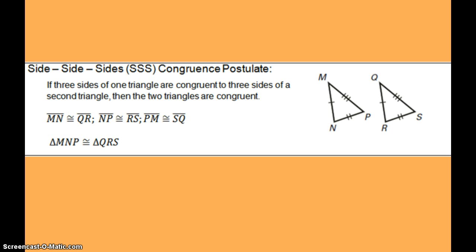So the question is, what does SSS stand for? It stands for side, side, side. We are allowed to prove that two triangles are congruent if they have three pairs of congruent sides. So notice in this picture, MN is congruent to QR. That's one pair. NP is congruent to RS. That's my second pair. And MP is congruent to QS, my third pair. Therefore, by the side, side, side congruence postulate, these two triangles are congruent.